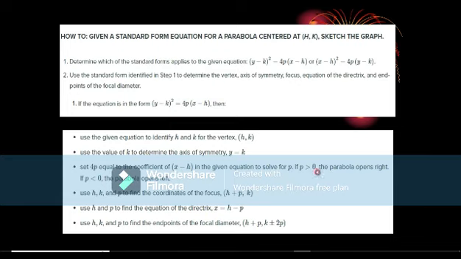And if p is greater than 0, then the parabola opens right. Or if p is less than 0, the parabola opens left. Use (h, k) and p to find the coordinates of the focus. You have (h plus p, k). Use h and p to find the equation of the directrix. You have x is equal to h minus p. Then use (h, k) and p to find the endpoints of the focal diameter. You have h plus p, then k plus and minus 2p. So basically, this is the flow or the order of the solution if this is being asked.